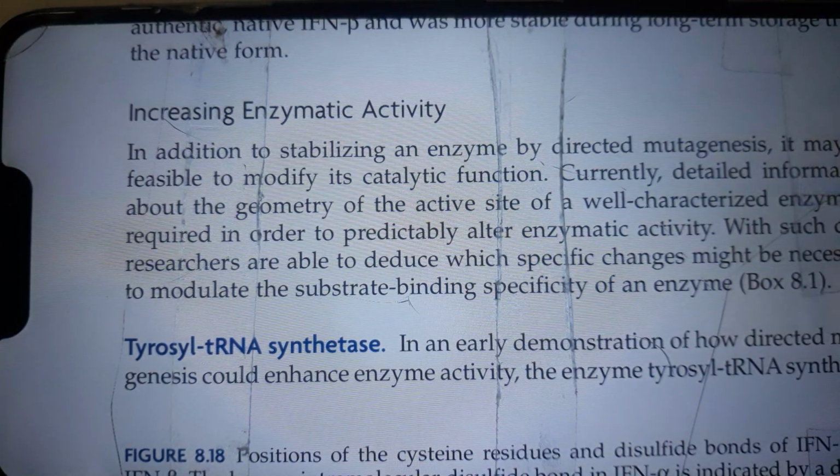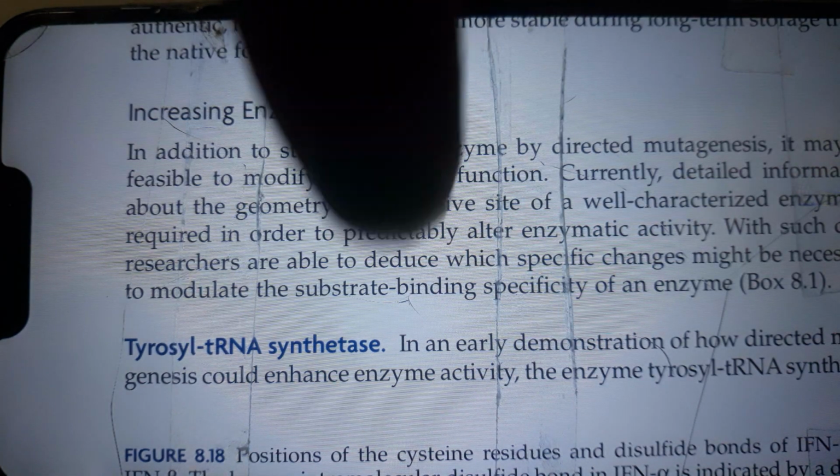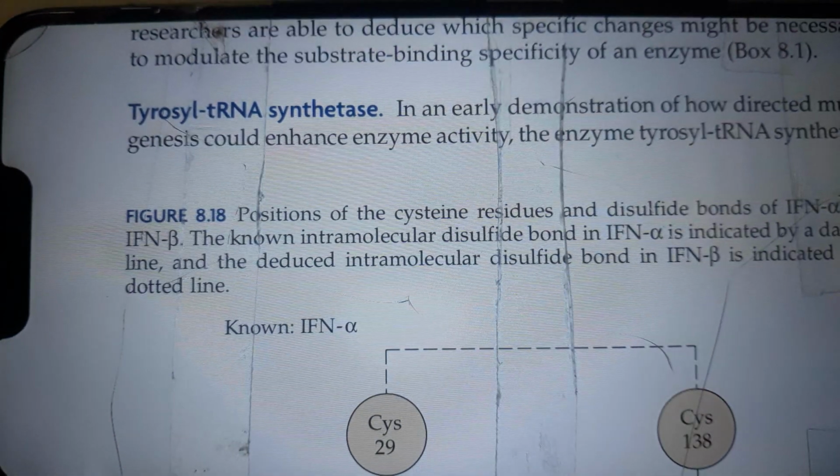Increasing enzymatic activity. In addition to stabilizing an enzyme by directed mutagenesis, it may be feasible to modify its catalytic function. Currently, detailed information about the geometry of the active site of a well-characterized enzyme is required in order to predictably alter enzymatic activity. With such data, researchers are able to deduce which specific changes might be necessary to modulate the substrate binding specificity of an enzyme. We're on to the next topic, tyrosine tRNA synthetase.